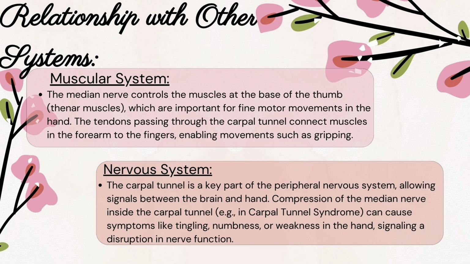Relationship of the muscular system and nervous system. The median nerve controls the muscles at the base of the thumb, the thenar muscles, which are important for fine motor movements in the hand. The tendons passing through the carpal tunnel connect muscles in the forearm to the fingers, enabling movement such as gripping. Nervous system. The carpal tunnel is a key part of the peripheral nervous system, allowing signals between the brain and hand. Compression of the median nerve inside the carpal tunnel can cause symptoms like tingling, numbness, or weakness in the hand, signaling a disruption in nerve function.